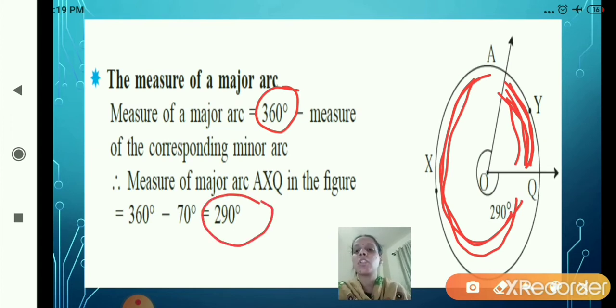So what is the measure of the major arc? That is 290 degree. And this is the formula to find the measure of a major arc: 360 degree minus the measure of the corresponding minor arc. And how will you find the measure of the corresponding minor arc? That is equal to the central angle.